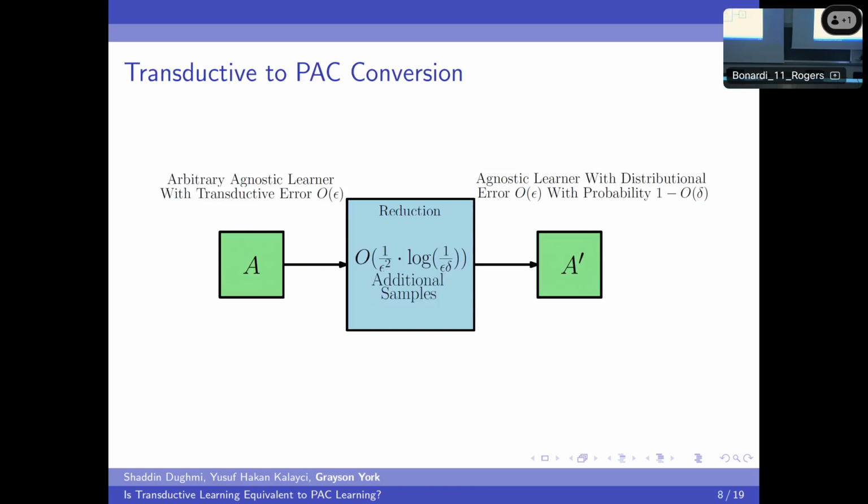So intuitively, what is our algorithm going to do? We're going to start out with a learner A. We're going to do some sort of a reduction, which involves adding a few more samples to the training set. And the output is going to be some agnostic PAC learner A prime, which is going to give us a high probability guarantee. So we're going to take in a transductive learner, add a few more samples and run an algorithm on it. And that's going to produce a PAC learner A prime.